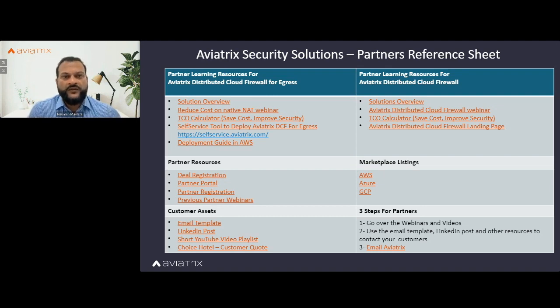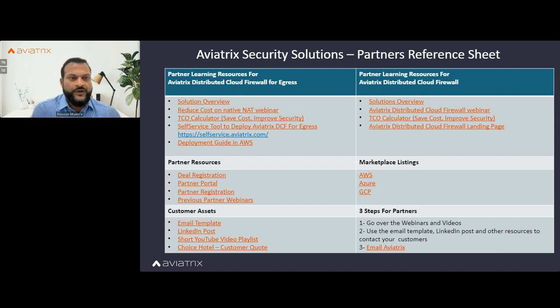On the right-hand side, you have the same learning resources for the distributed cloud firewall. The left-hand side is more for egress firewall with our solution, and the right one is a more generic distributed cloud firewall for east-west and north-south. So these are the two learning resources on the top part, and then we have partner resources.